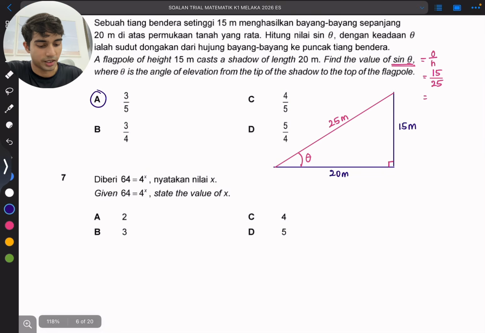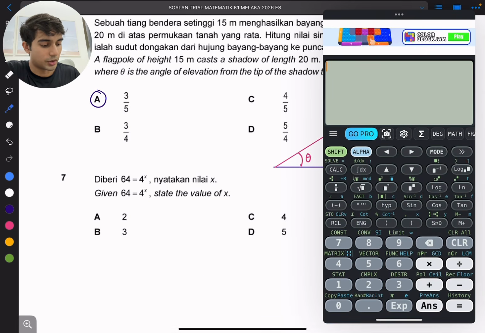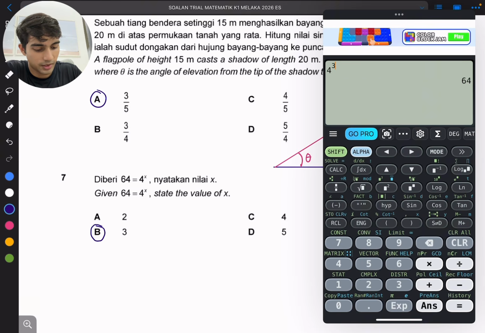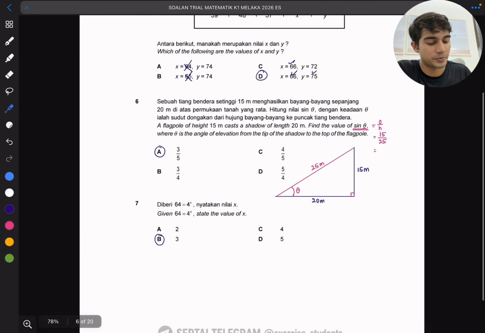Right. Next. 64 is 4 power how much? This one you can just use your calculator. Okay, if you don't already know, you can just do your trial and error method. 4 squared is 16. Then 4 power 3, 64. That's it. Okay, but if you do maths all the time, this one you will see very often. 4 squared is 16, 4 cubed is 64 and so on. These are common numbers.